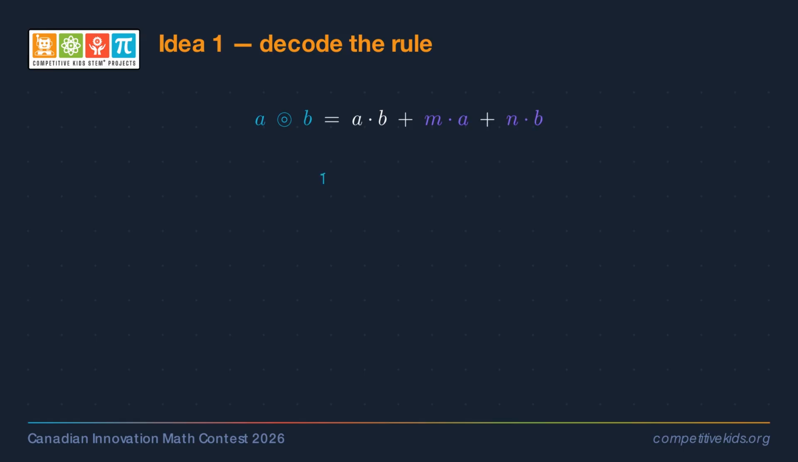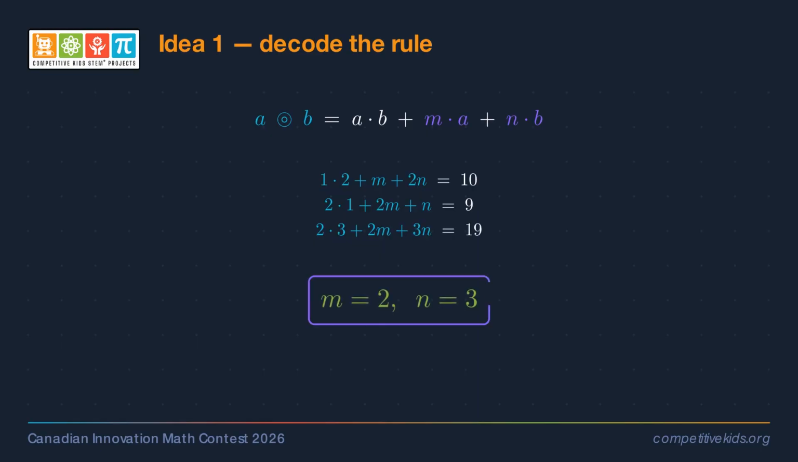Plug each example in. 2 plus m plus 2n equals 10. 2 plus 2m plus n equals 9. 6 plus 2m plus 3n equals 19. Solving these together, m equals 2, n equals 3. So the rule is a times b plus 2a plus 3b.